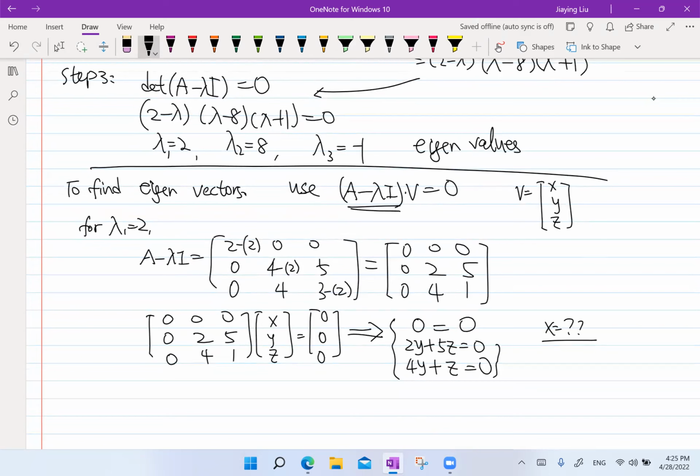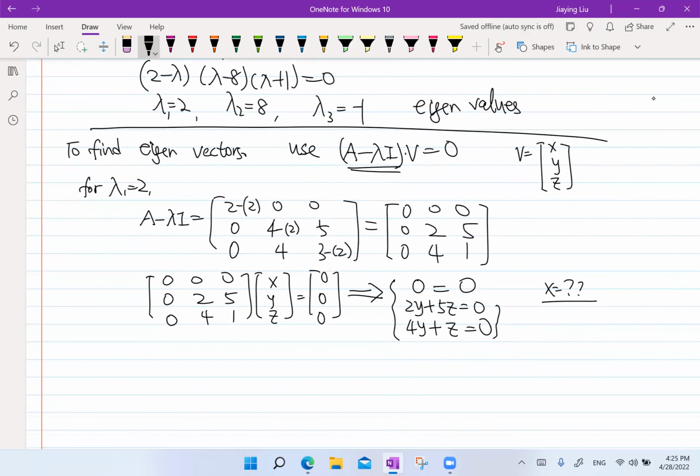From the second equation and third equation, we can use substitution or elimination. So let's say we use substitution. So z equals negative 4y. If I put it into the second equation, I get 2y plus 5 times negative 4y equals 0. So I have negative 18y equals 0, so y equals 0. If y equals 0, put it back in here, then z must also equal 0. Okay, that's fine. So x we don't know, but y equals 0, z equals 0.